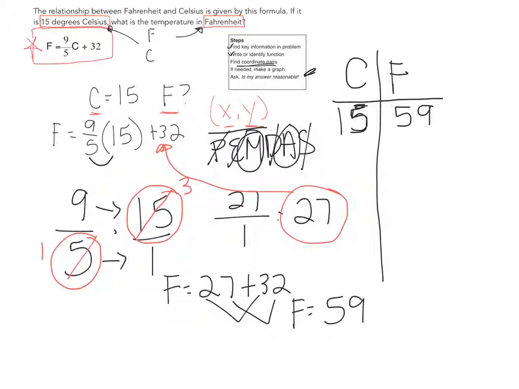And if we look at the numbers too, if we go back and look at this formula, 9/5, 9 over 5, this is an improper fraction. It's greater than 1. So when I'm multiplying this numerically, 15, I'm going to be multiplying it by something greater than 1, which is going to give me a number greater than 1, and I'm adding 32. So these numbers logically match up, make sense as a good answer, so I think my answer is reasonable.